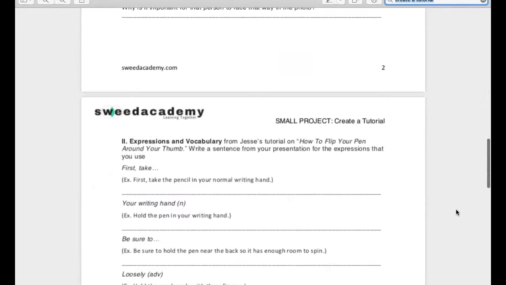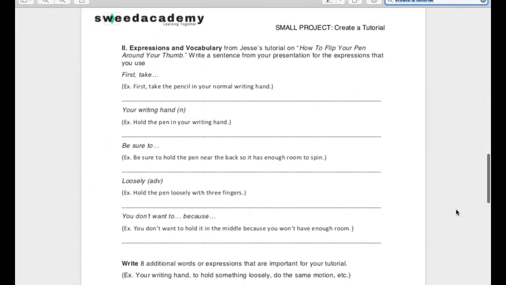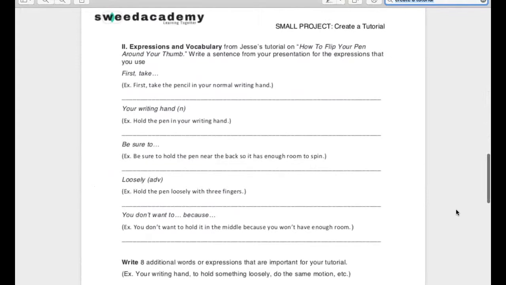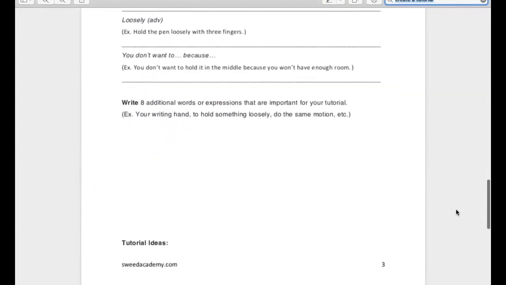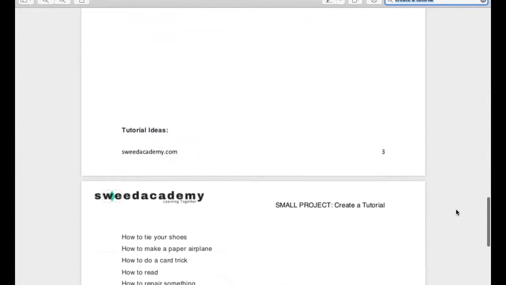But continuing with the worksheet, you have first take, these are common expressions that you'll need in giving a tutorial. Like first take the pencil in your normal writing hand. That's my example. So I give you some expressions and then examples from my tutorial on how to use it. Next, you'll have your students find specific words or expressions that they'll need to look up and research to give their tutorial in the most fluent way possible.